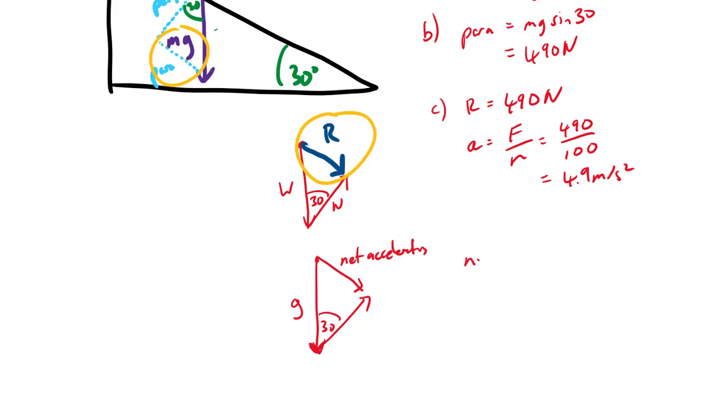So I could say, therefore, the net is going to be equal to G sine 30. So the net acceleration is going to be equal to 9.8 times sine 30, which is going to be equal to, would you believe it, 4.9 meters per second squared.